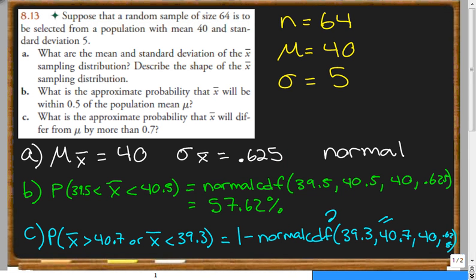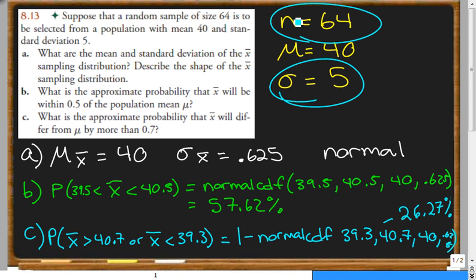So 26.27%. So that's how we can use this. Basically it's the same as using the normal CDF before, but we have to just alter our standard deviation based off of our original and our sample size.